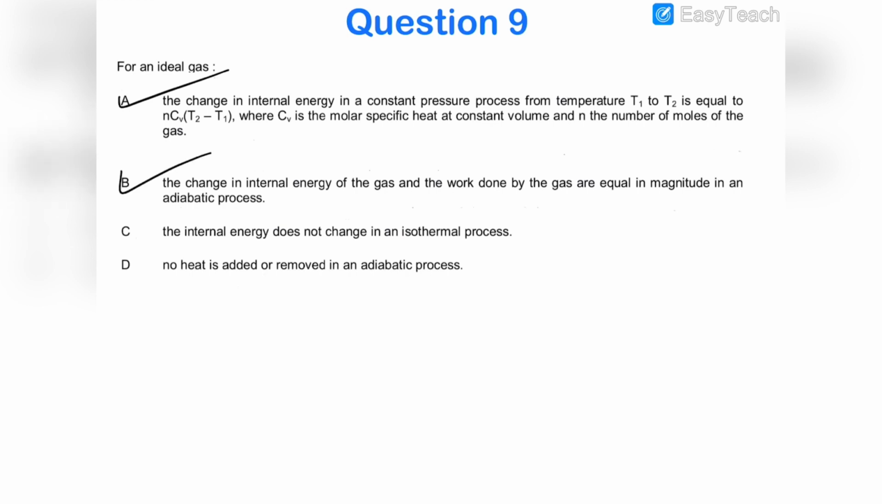The internal energy does not change in an isothermal process, obviously, because in an isothermal process the temperature remains constant. No heat is added or removed in an adiabatic process, obviously, because we know that in an adiabatic process the gas does not exchange any heat with the surroundings. So the correct answers of this question are A, B, C, D. Now we move on to the next question.